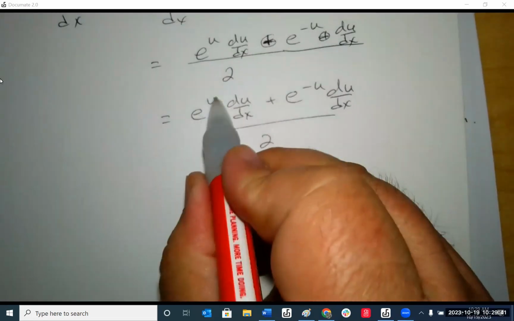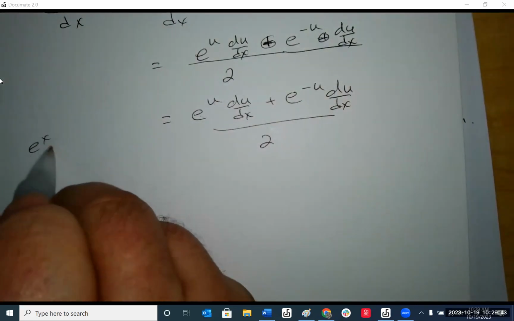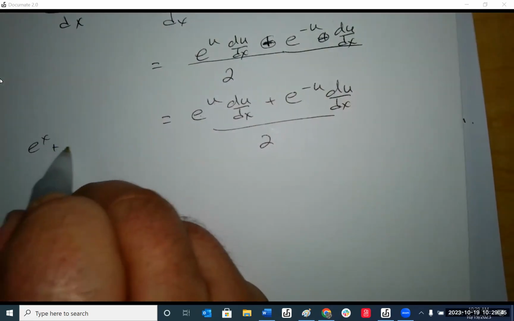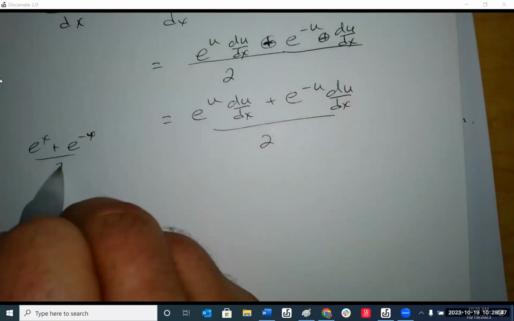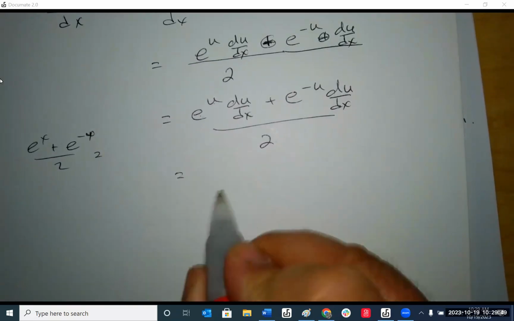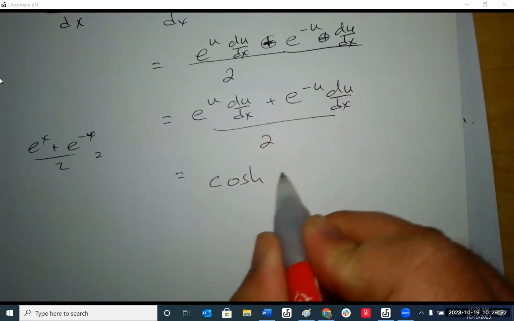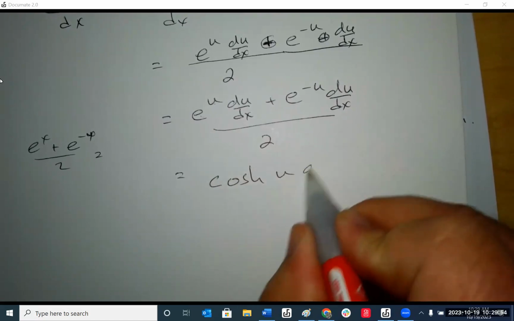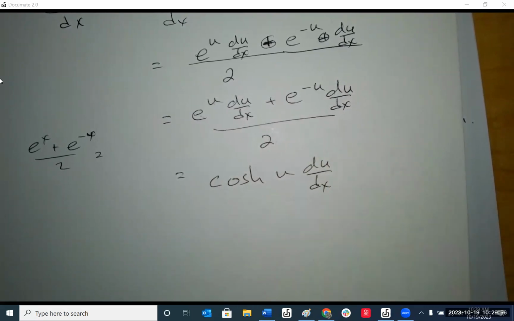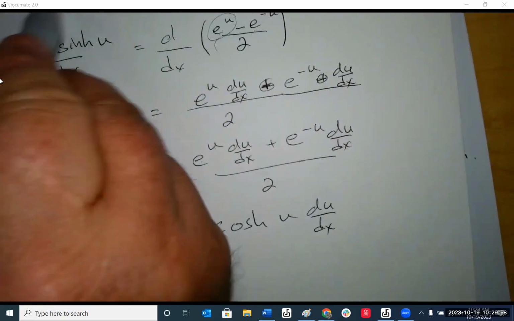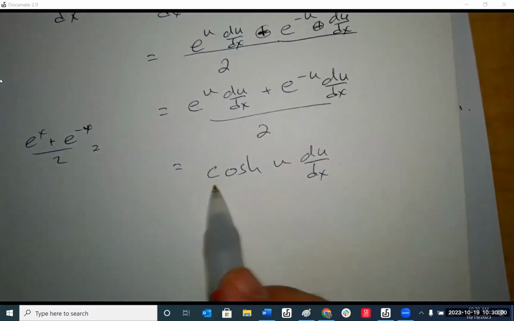If it was just e^x plus e^(-x) over 2, then what we would define there would be the hyperbolic cosine of u, du/dx. Again, the derivative of sine before this was the cosine. So now it's going to be the same thing: the derivative of hyperbolic sine is hyperbolic cosine.